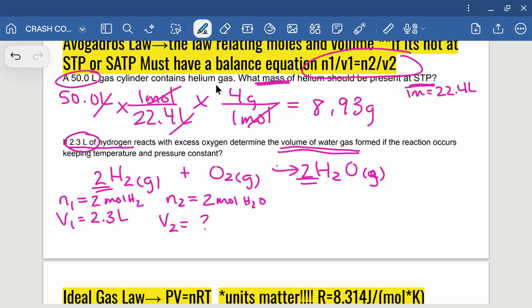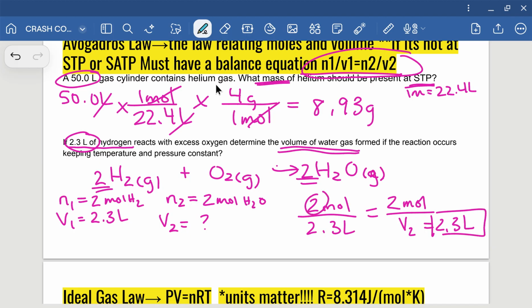So now that we have that, we can go ahead and just put it into our little formula. Moles of hydrogen divided by volume of hydrogen equals moles of water divided by the volume of water. Cross multiply and divide, and you'll notice because the moles are the same, the volume would also be the same. So this just works out because the moles were the same. If the moles were different, the answer would be different.